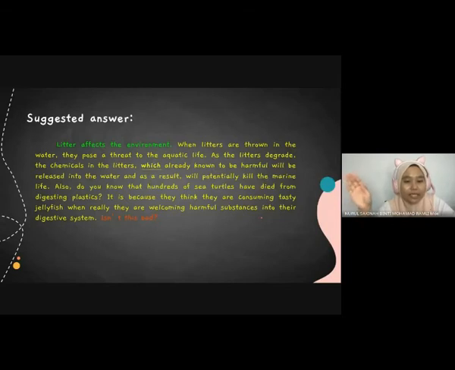It is because they think they are consuming tasty jellyfish when really they are welcoming harmful substances into their digestive system. Isn't this bad? Okay, so this is another way of writing a paragraph. It should have a main idea. Most importantly, you should have the main idea here, and then it should tell how litters, the subject here, affect the environment. So you tell a little bit of background there.